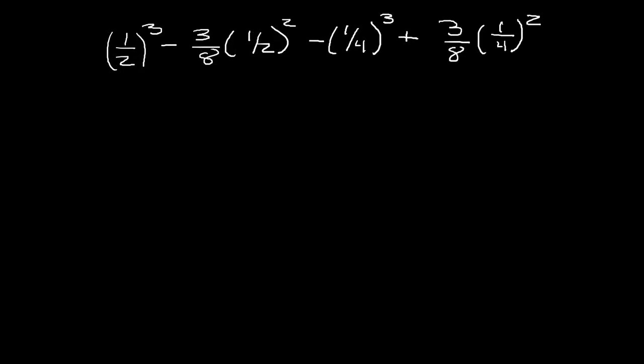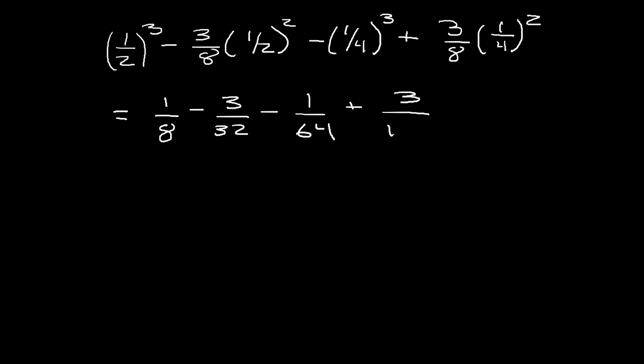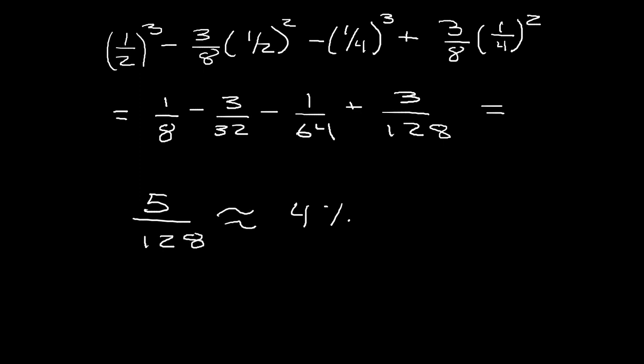All this is going to be 1/8 minus 3/32 minus 1/64 plus 3/128. If you do this computation, you will end up with 5/128, which is roughly 4%.